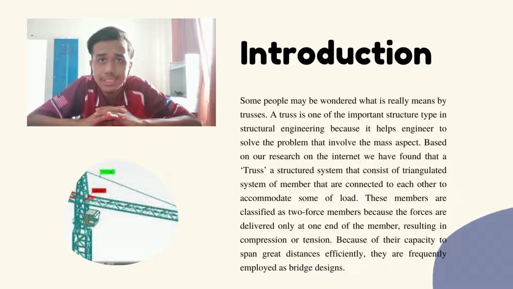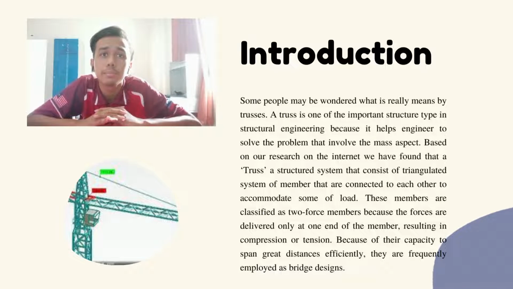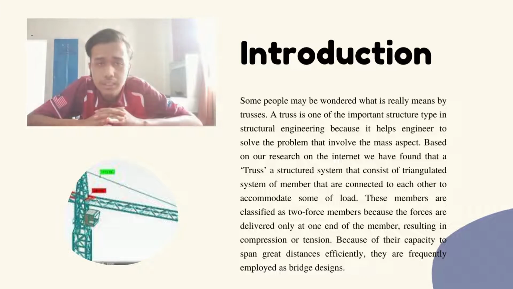Based on our research on the internet, we have found that a truss is a structural system that consists of a triangulated system of members that are connected to each other to accommodate some load. These members are classified as two-force members because the force is delivered only at the ends of the members, resulting in compression or tension. Because of their capacity to span great distances efficiently, they are frequently employed in bridge design.